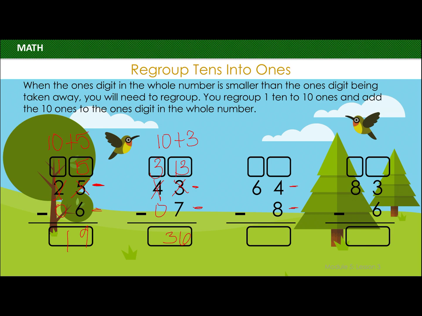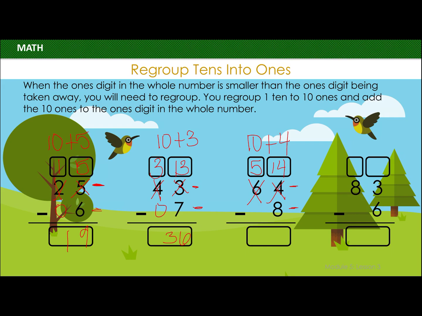Our next one, 4 is smaller than 8. You can't take 8 away from 4. So we have to regroup. So we regroup using our 10s. So we have 6 10s, but we're taking 1 away, so we're left with 5 10s now. And we add that 10 that we took away to our 4 ones. So 10 plus 4 gives us 14 ones.